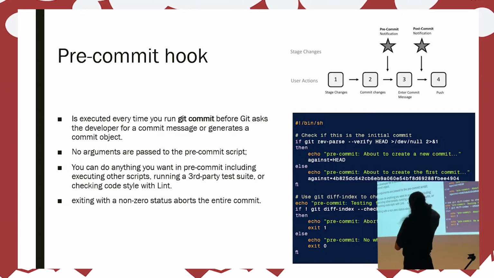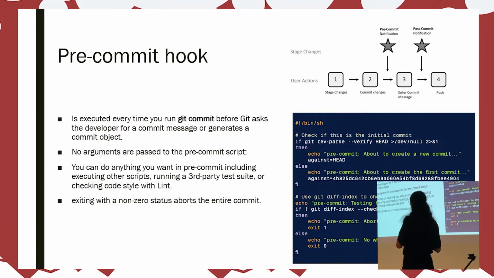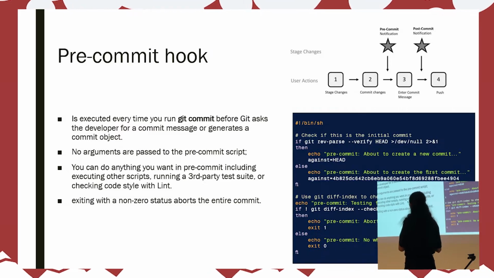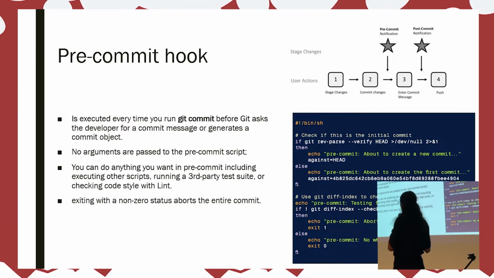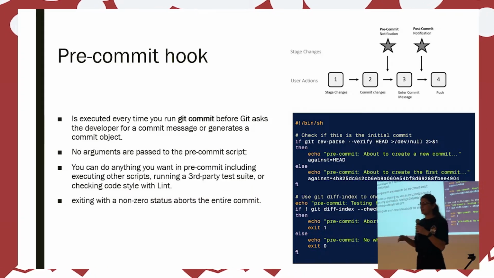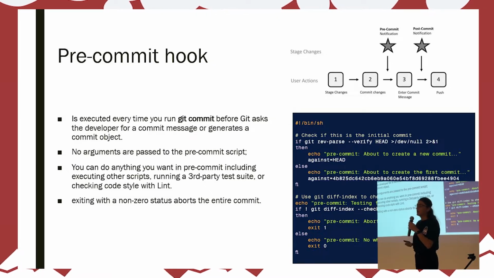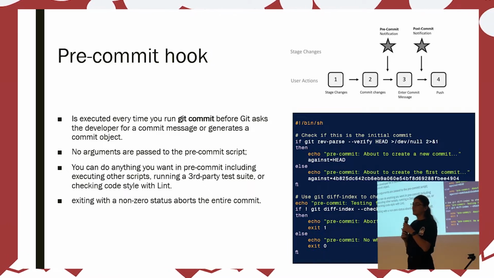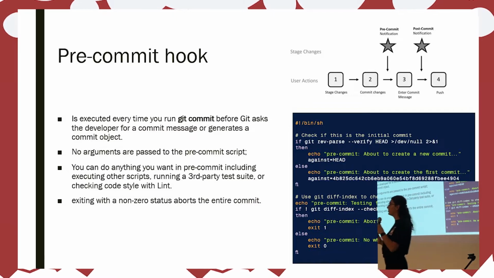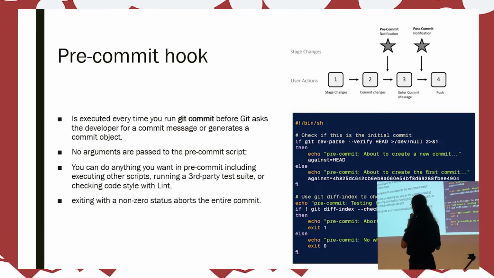What happens in a nutshell is that the pre-commit hook is executed every time you run git commit, before Git asks the developer for a commit message or generates a commit object. We all know that whenever we write git commit -m, that is a commit message, right? We all have to write a message. This is something that Git requires. But before we write any kind of message, the pre-commit hook gets run.